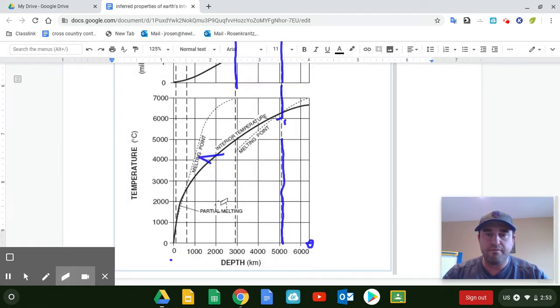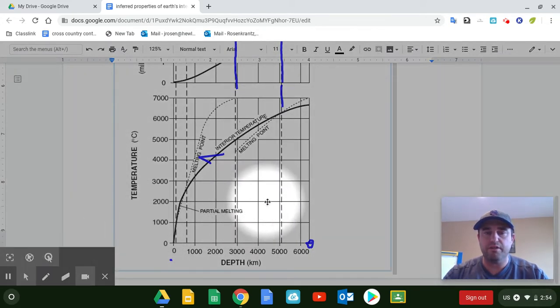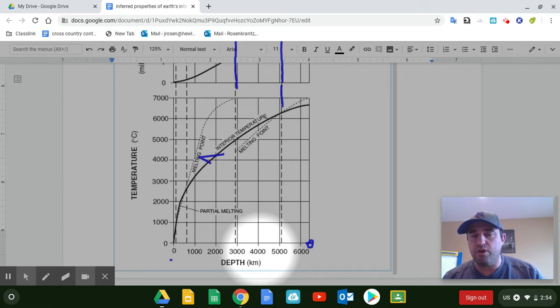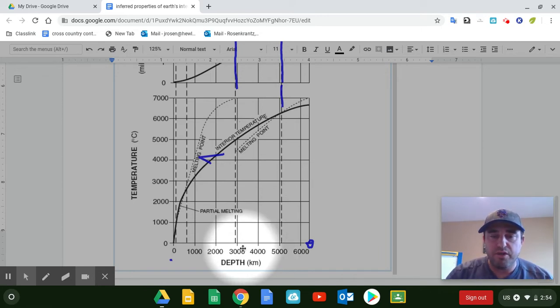And then where does it end? Again, let me erase this part of the blue line. If you look here, that dashed line is to the right of the 5,000, so maybe it ends at around 5,100 kilometers. If I said, what's the range of the outer core in depth? You would say the depth goes from 2,900 kilometers to 5,100 kilometers, and then take that difference. So it would be about 2,100 or 2,200 kilometers in terms of total thickness.